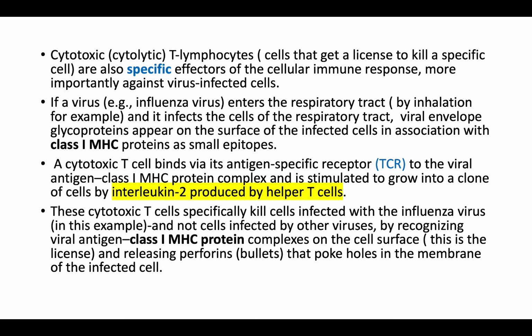So by recognizing the viral antigen on the class 1 MHC protein on the cell surface and releasing the perforins, how does it kill the cell? It grabs it with the T cell receptor, binds to the MHC1 complex, they stick together, and then it starts releasing bullets on it. These are called perforins, bullets. It keeps poking holes in the membrane and then the infected cell will die.